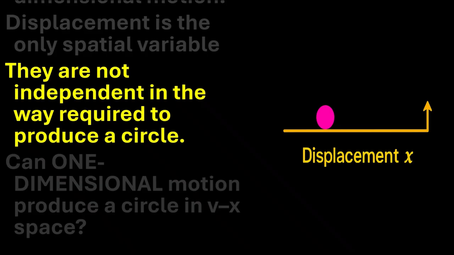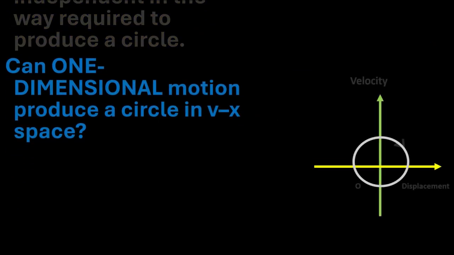But there is a different question coming along with this. Can a one-dimensional motion produce a circle in a v-x space? Now, this is where I slightly disagree with the question here.